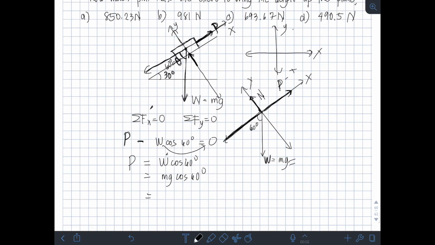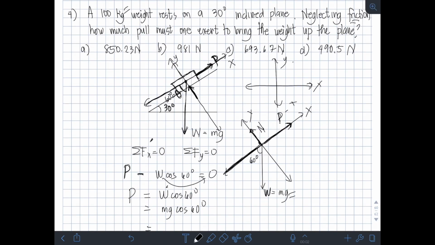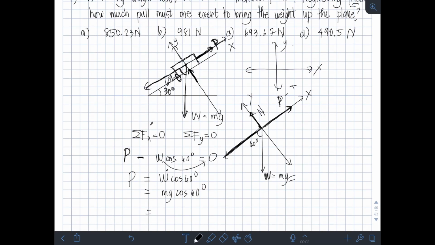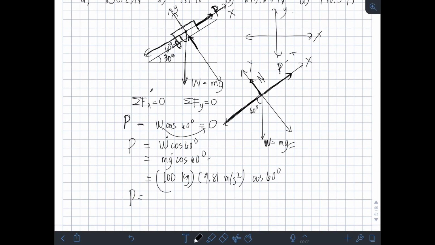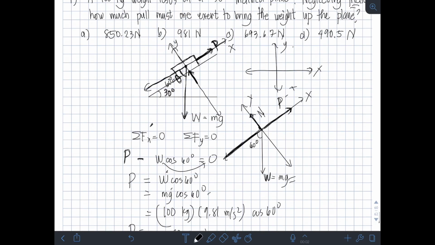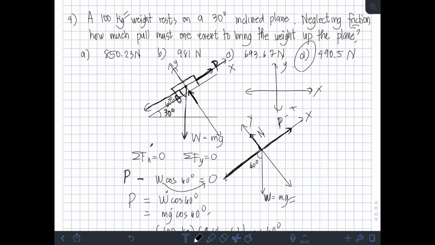Right? So, meron tayong given na mass na 100 kg doon sa ating body. So, substitute 100 kg times yung acceleration due to gravity natin is 9.81 meter per second squared, constant yon, times cosine 60 degree. So, using calculator, input natin yung values. 100 times 9.81 times cosine 60 degree is what? 490.5 Newton. So, therefore, the answer is letter D.